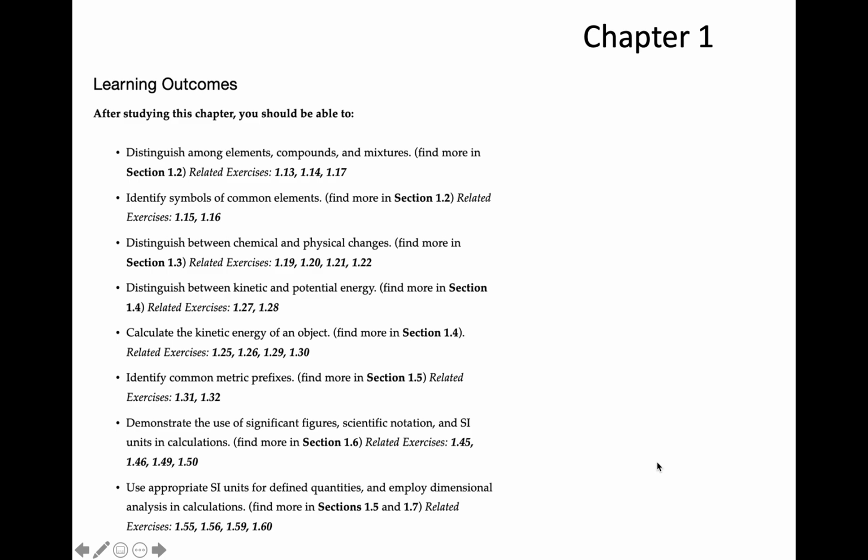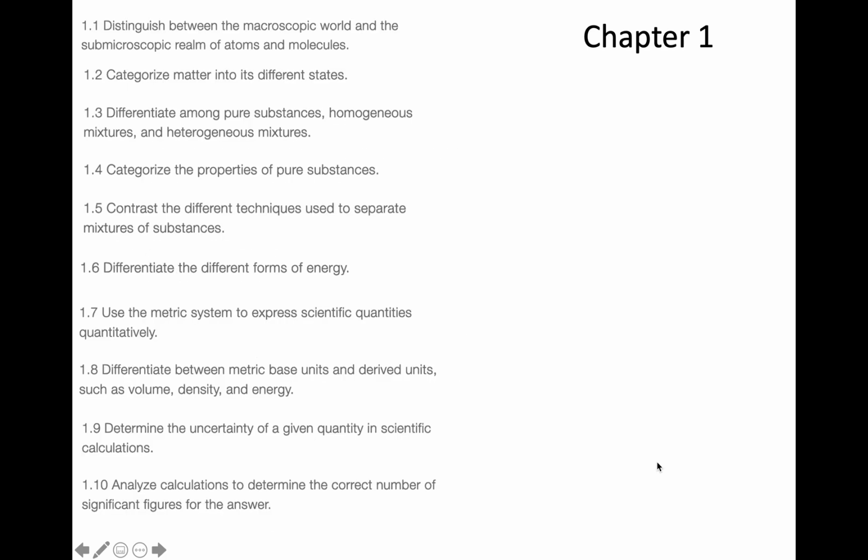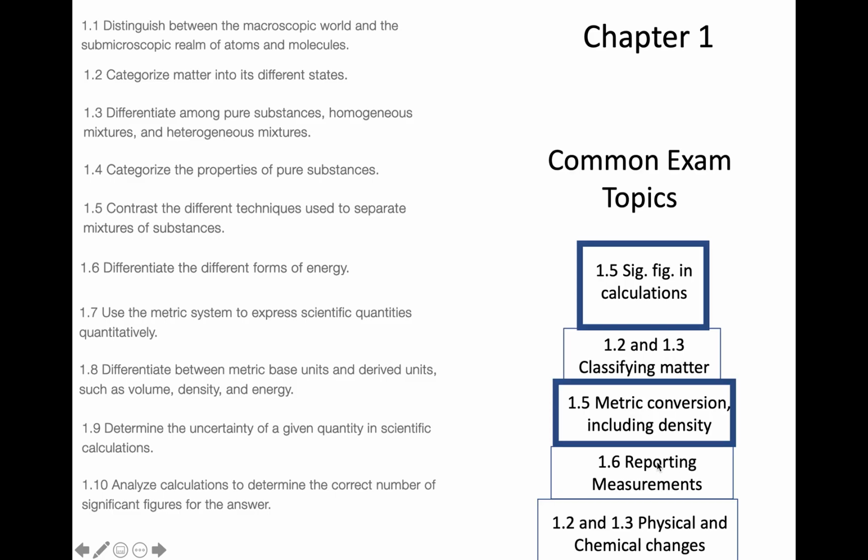Here I list the learning outcomes for chapter 1 as listed at the end of the chapter. You'll also find learning objectives that are stated slightly differently in each of the different sections. Here are the learning objectives then within chapter 1. I also look at it this way.